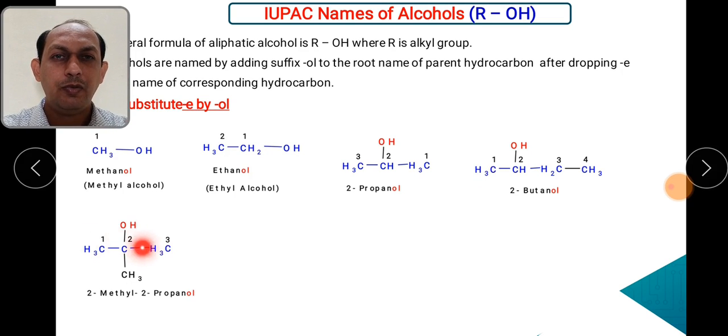Then try to give the name to this compound. This is the longest continuation. 1 2 3. So दो नंबर के कार्बन को दो ग्रुप अटैच हैं, एक मिथाइल और दूसरा OH. But this is a compound from the alcohol family. So what will you name? 2-methyl-2-propanol. Remember, 2-methyl-2-propanol. This is a tertiary alcohol.